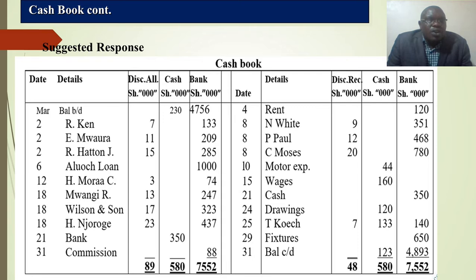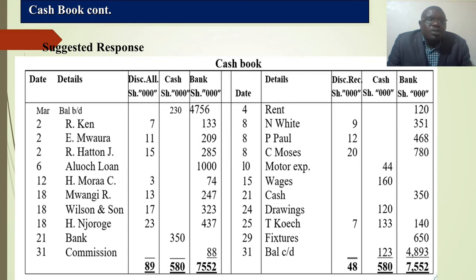Then on 10th, we paid motor expenses 44,000 Kenya shillings, and we paid in cash. On 15th, we paid wages 160,000 Kenya shillings, and we paid in cash. On 21st, money left the bank, that is a contra entry, and went to cash. So the description there is cash, meaning money is going to cash. So that money didn't leave the business, it only changed accounts from bank to cash.